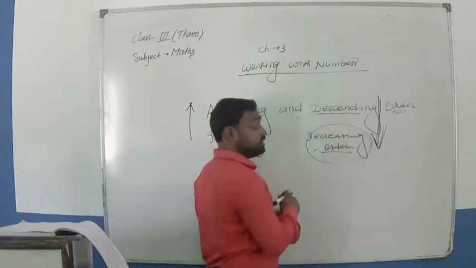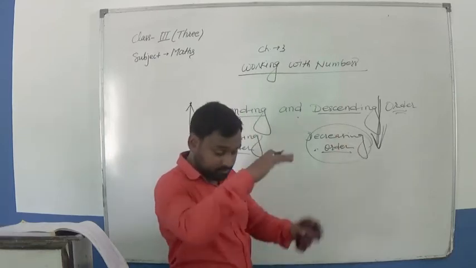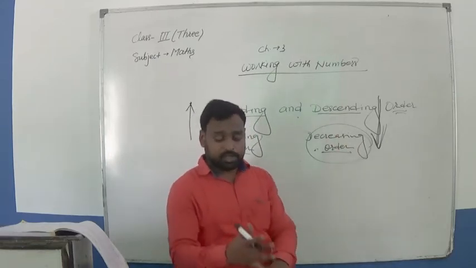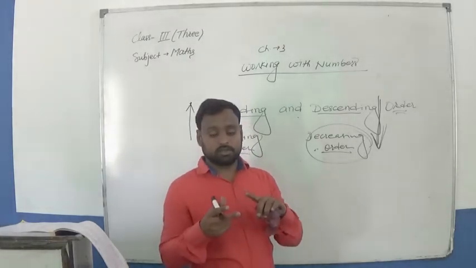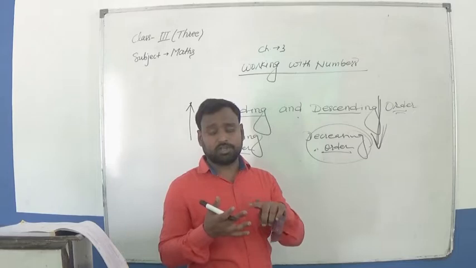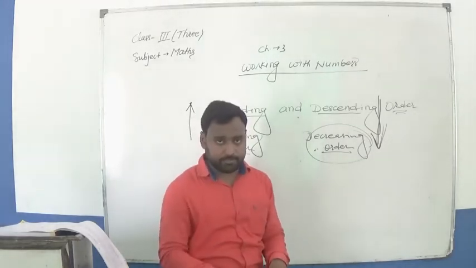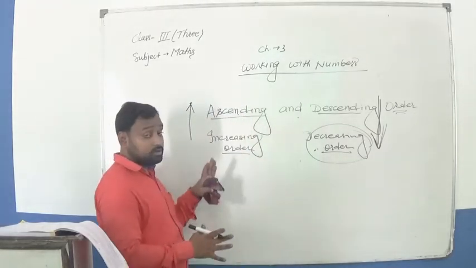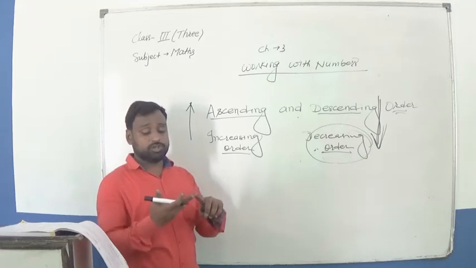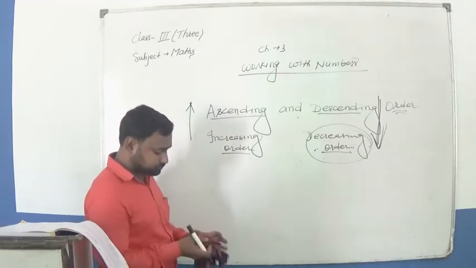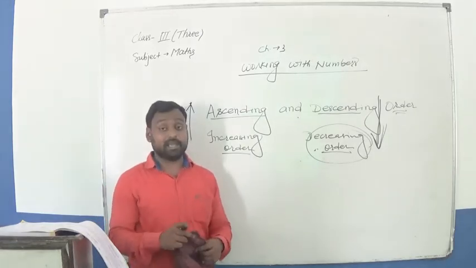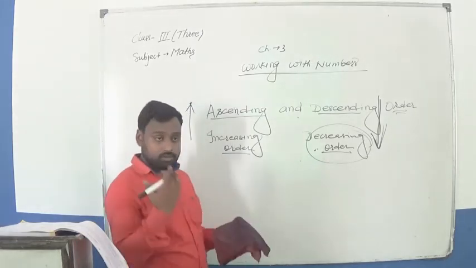And it is also called decreasing order. घटते हुए. 10, 9, 8, 7, 6, 5, 4, 3, 2, 1. घटते हुए. Here in ascending order, बढ़ते, 1, 2, 3, 4, 5. Okay. This is ascending and descending order.